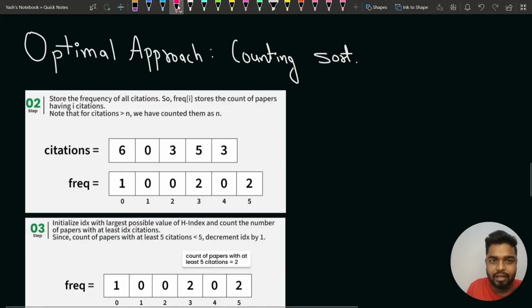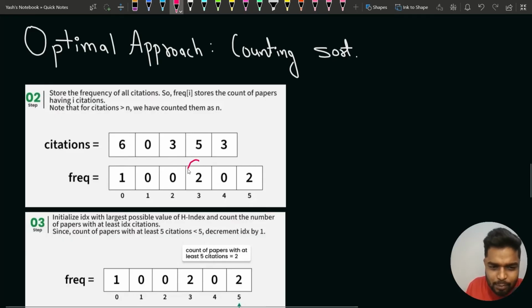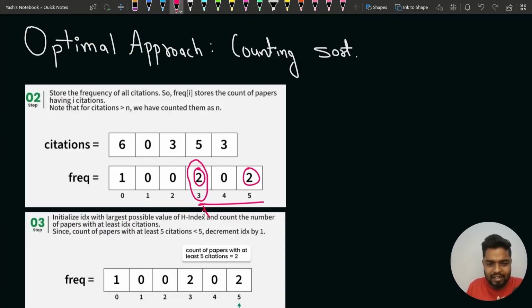Why will we iterate from the backside? Because again here we'll use the concept of the decreasing array. How? Suppose in the frequency array, I'm standing at the index 3 and I see on the right side. So what do I see? I see that I have got a 2 here and I've got a 2 here. So if I iterate from the right side, I had seen 2 already and now I'm seeing 2 as well. So this means that when I'm at the index 3, there are 4 papers which have the citation greater or equal to 3 here.